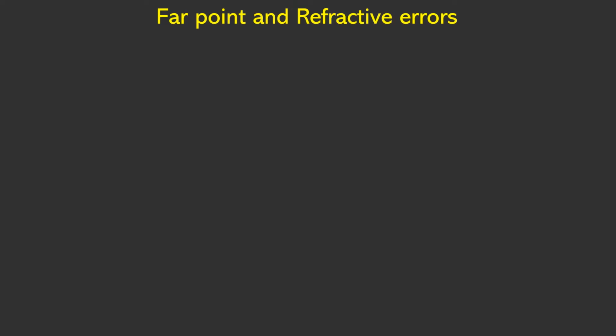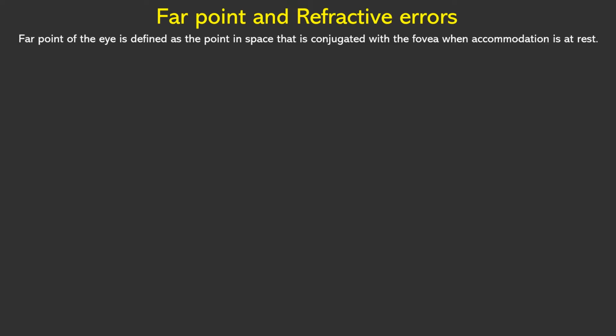Far point and refractive errors, which I'm not going to discuss in detail, and I hope you all are familiar with refractive errors. The far point of the eye is defined as the point in space that is conjugate with the fovea when accommodation is at rest. Now what does the word conjugate stand for? Two points are said to be conjugate if they have a reversible relationship between them.